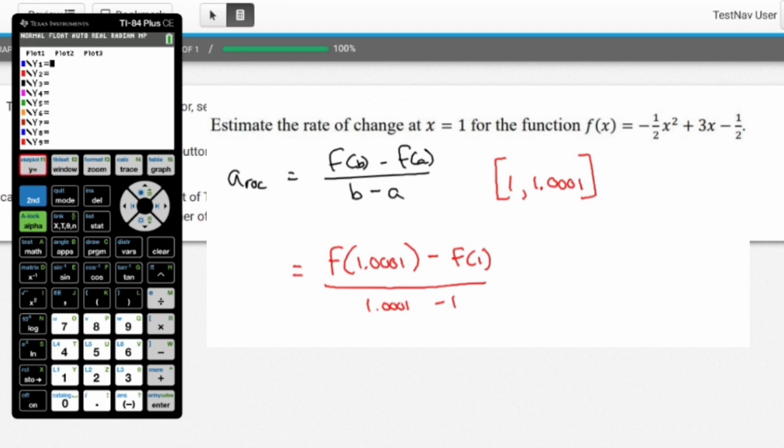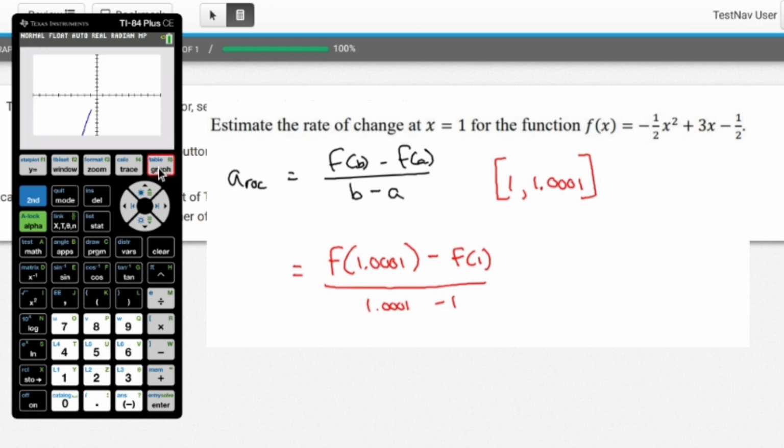We're going to type out -1/2, so -1 divided by 2. You could do 0.5 if you want. Really, it makes no difference. -1/2 x squared plus 3x minus 1/2. So I'll do 0.5 because fractions make me nervous.